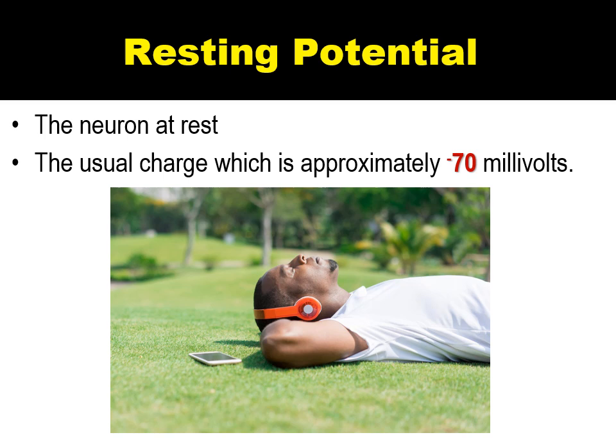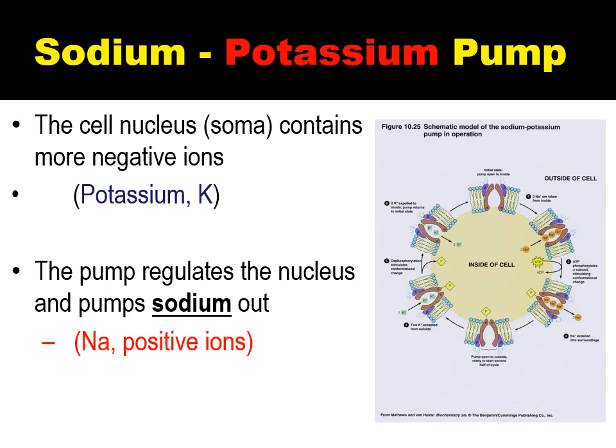So we start with resting potential. The neuron is resting. It's chilling. It's hanging with the other neurons. The usual charge when it's resting is -70 millivolts. And then we have a sodium-potassium pump in the soma, in that nucleus area, the cell nucleus, and it contains more negative ions, potassium, which we write as K, and the pump regulates the nucleus and pumps the sodium out. That's Na, sodium, positive ions. So we've got negative and positive and a pump that's constantly keeping that balanced, except for when it doesn't.